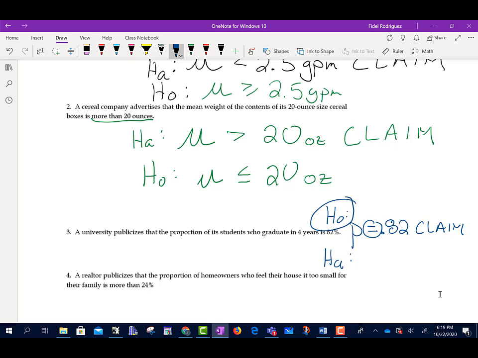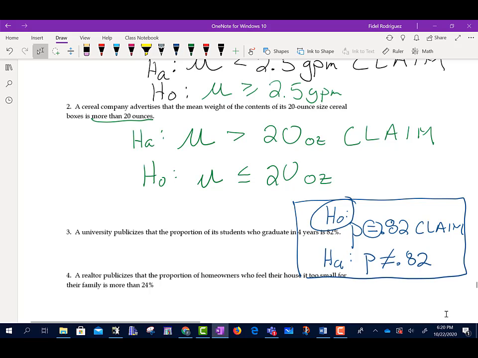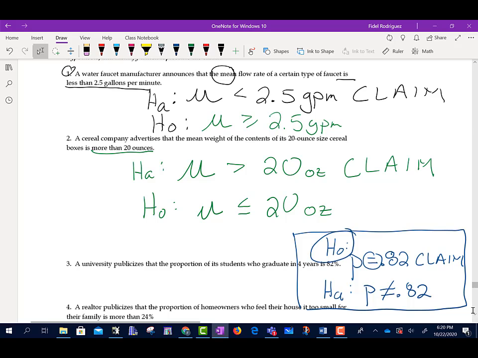So then my alternate hypothesis, what's the opposite of saying something is equal to? Saying that it's not equal to, okay? So the one thing I want to mention is that in these particular problems, the claim is going to be the statement that's being made. And that claim can either be my alternate hypothesis or my null hypothesis, okay?